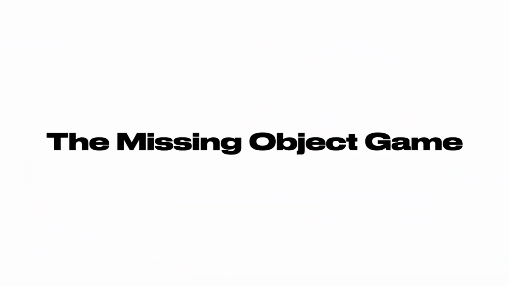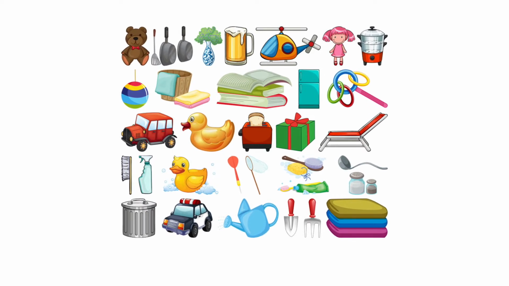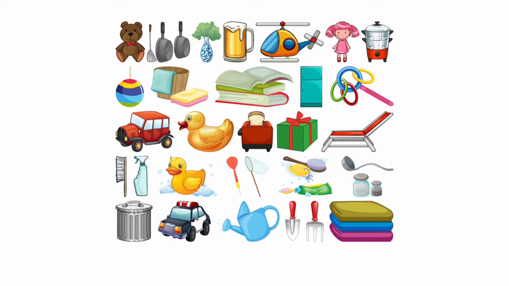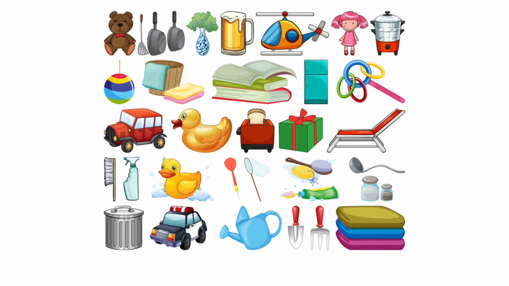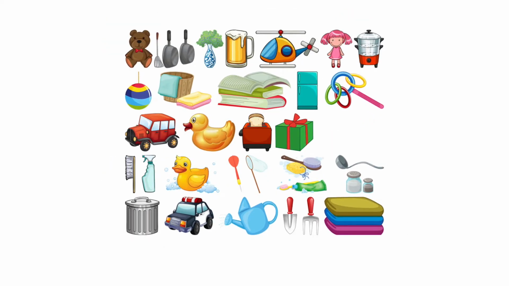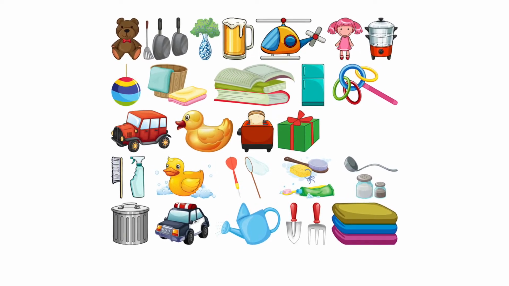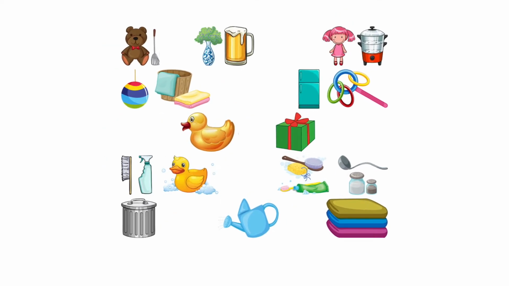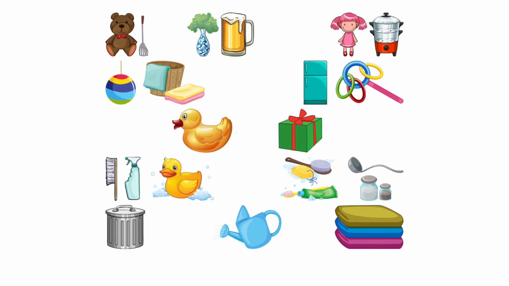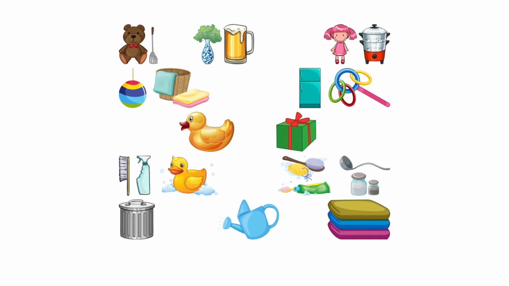Our second game is the missing object game. The host will show some items to the participants. This will take 10 to 30 seconds. Then remove an item or items and have the participants guess which item or items have been removed.